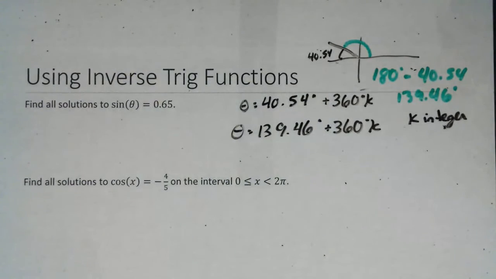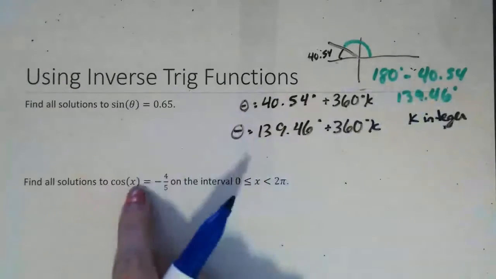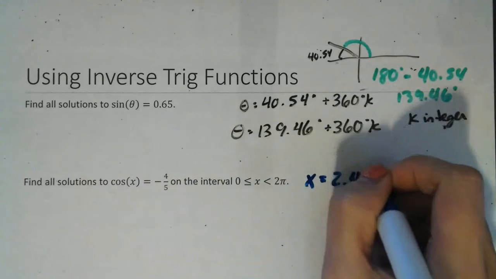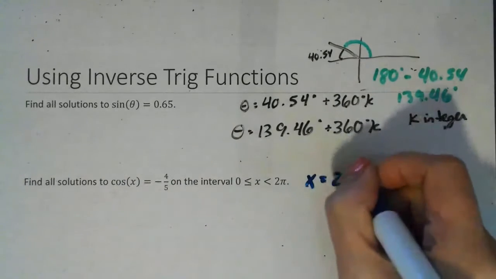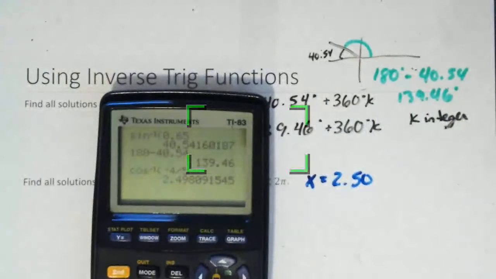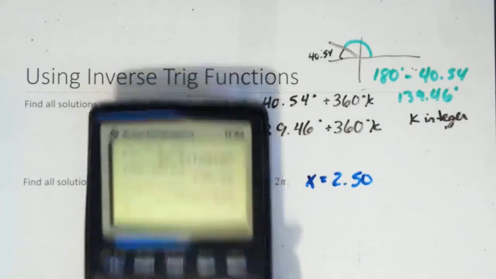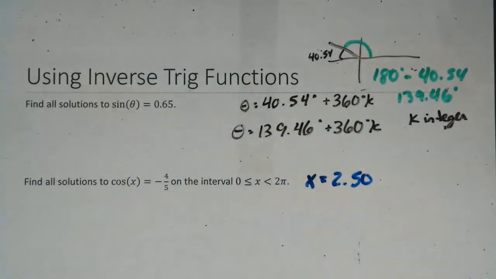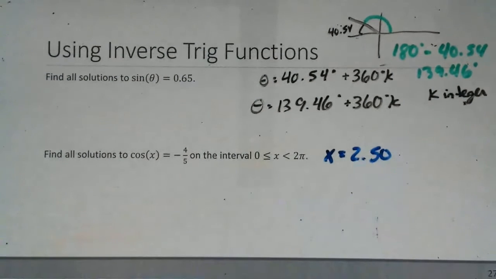I am getting my angle. Our angle was x, so we get x is equal to 2.49, but it rounds up to 2.50. So x is equal to 2.50. Well, our cosine value was negative. That happens in quadrants 2 and 3. So we need to figure out what quadrant this is in, and if we can find the other angle in the other quadrant.